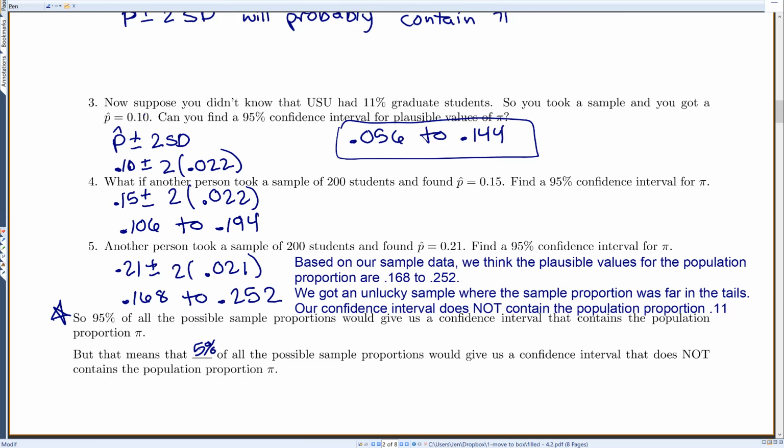Remember we talked in our test of significance about possibly making mistakes. This number 5 here would be where we made a mistake. If we were actually doing a hypothesis test, we'd say, oh, 0.11 is not a plausible value for our population proportion, but it actually is. So in this case, we just made a mistake. We make mistakes when we happen to be unlucky and get samples that are way out there in the tail. That's how we make mistakes in hypothesis testing.